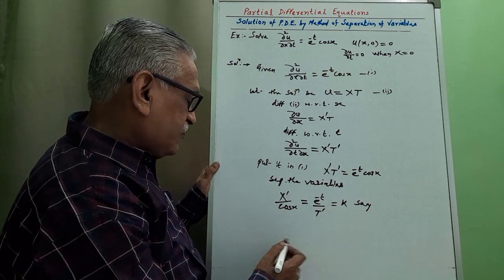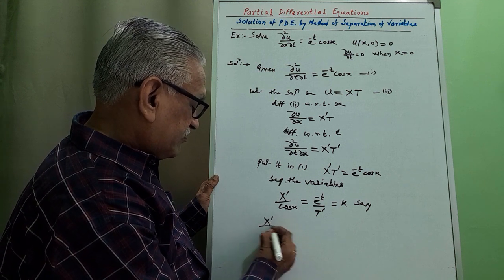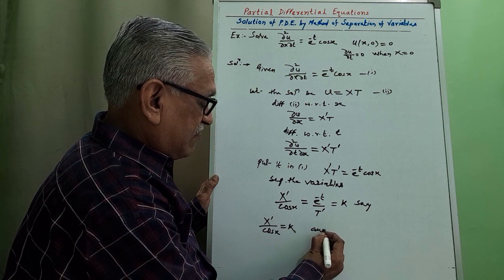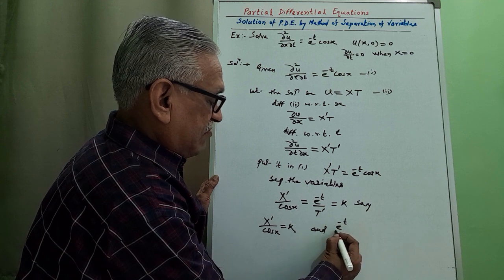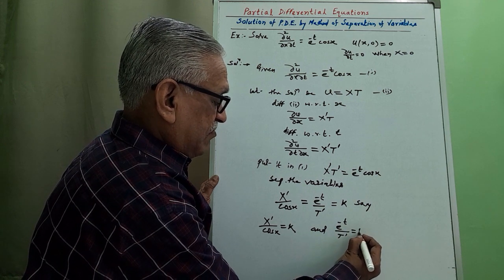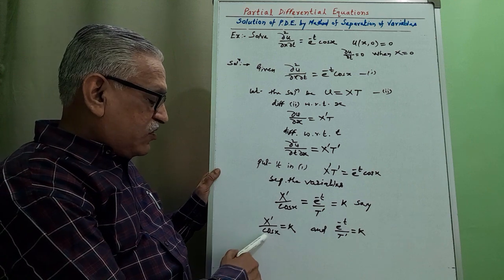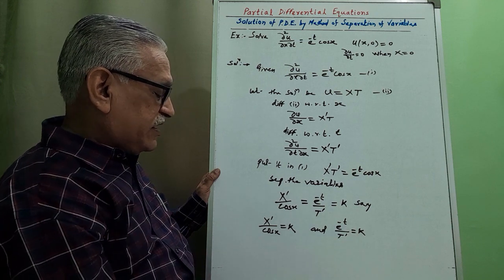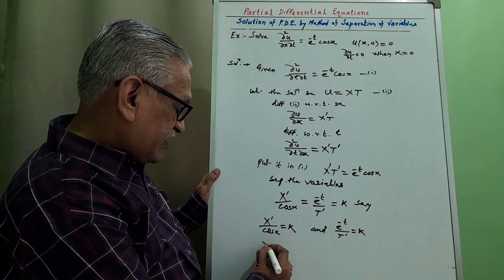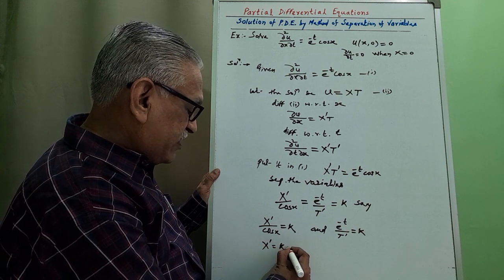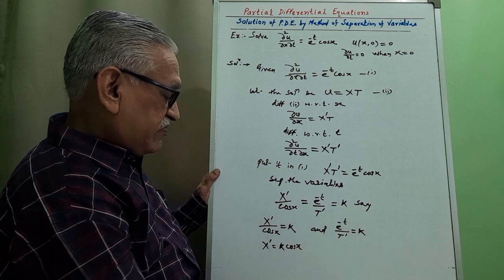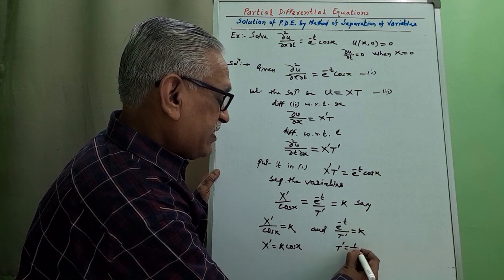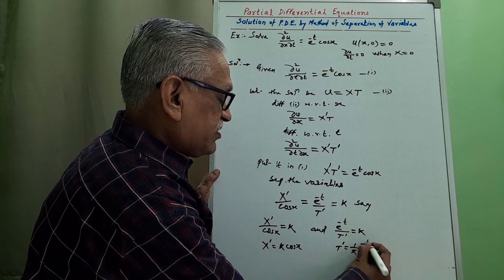Then equating first with last, we get X'/cos x = k and e^(-t)/T' = k. Then it gives you X' = k cos x, and here T' = (1/k) e^(-t).